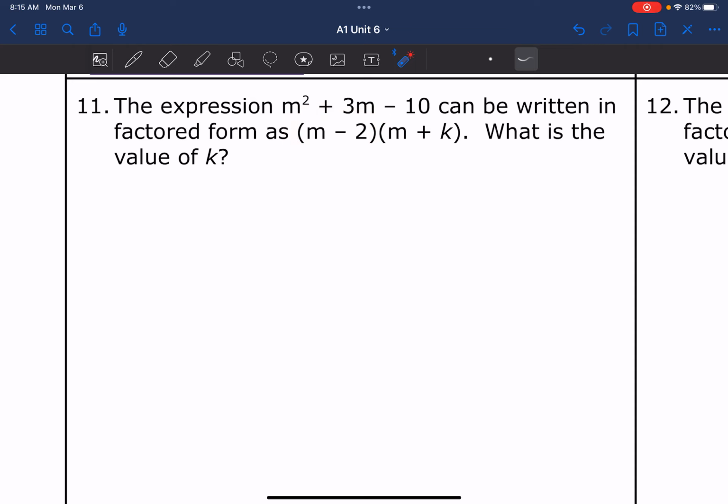They tell you one of them is m minus 2, but the other one, they use a k instead of a number. They want you to figure out what number that should be. So you could just get that original and factor it like the way you normally would. So I have an invisible 1 as my a. 3 is b. And then negative 10 is c.